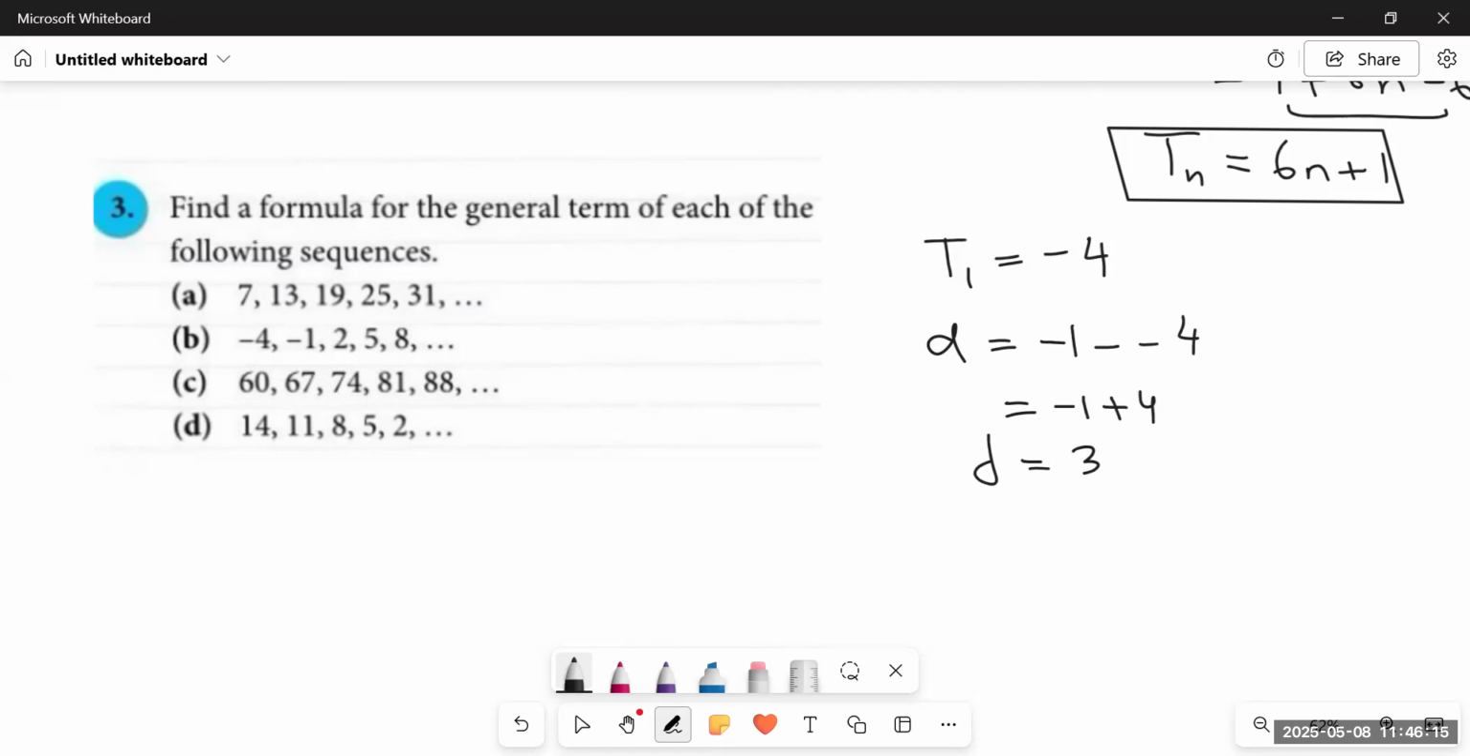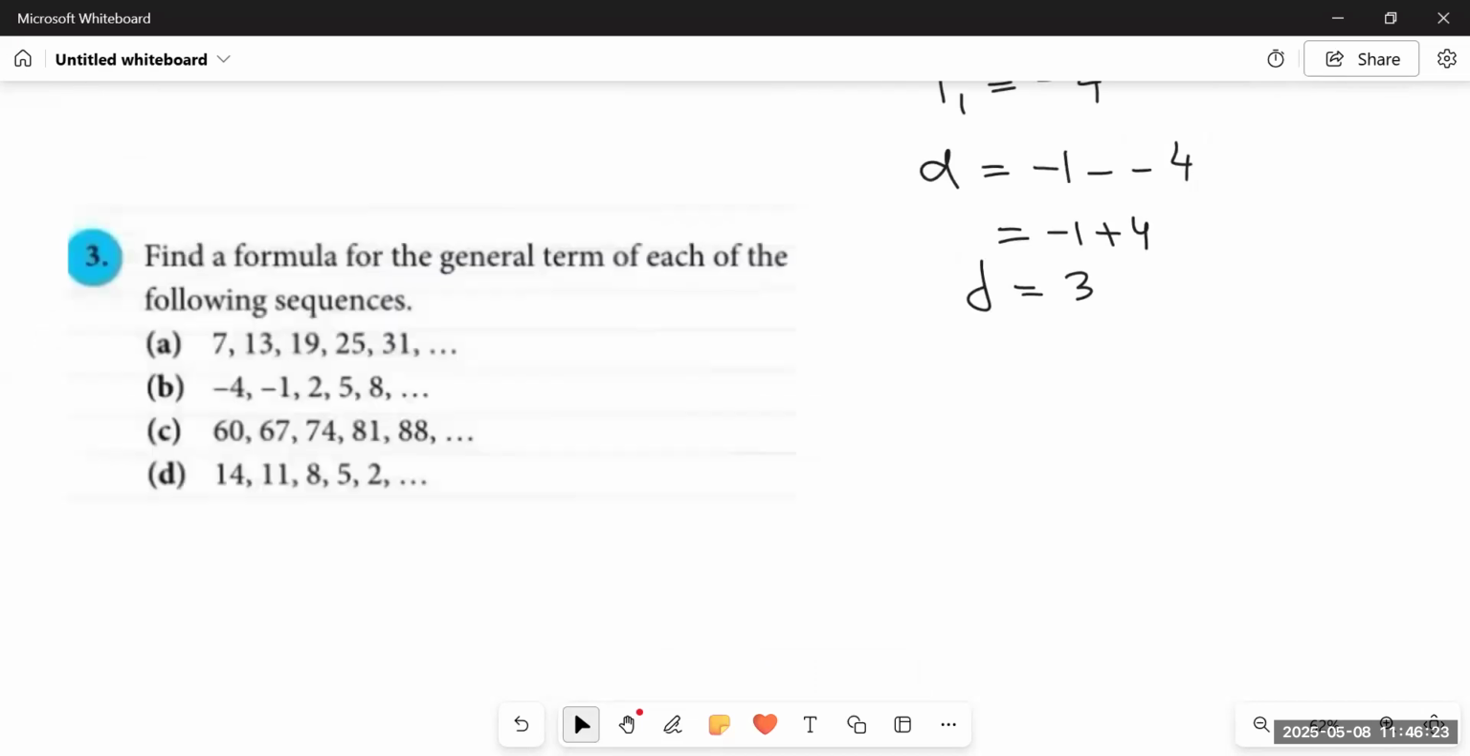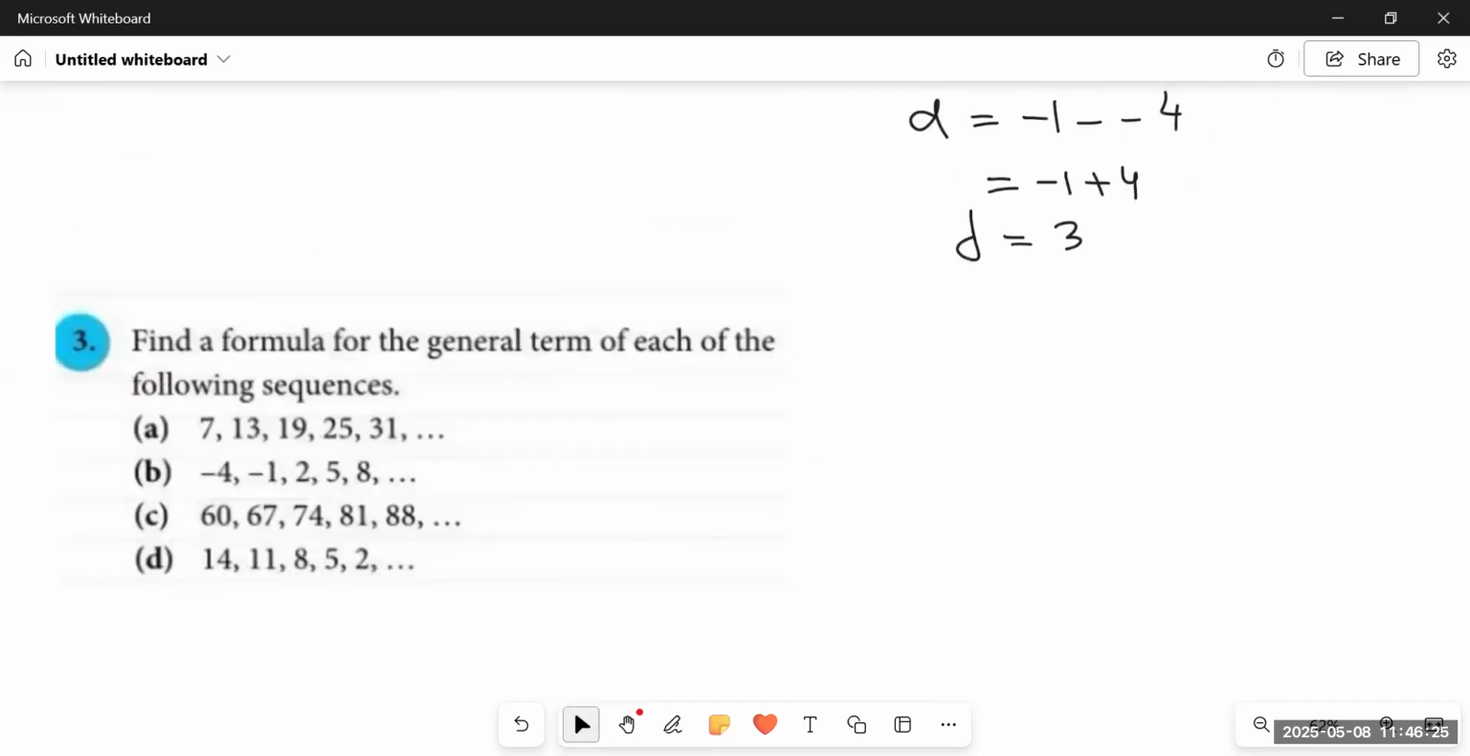Minus 4 plus 3 is minus 1. Minus 1 plus 3 is equal to 2. 2 plus 3 is equal to 5. 5 plus 3 is equal to 8. And now you can see every number coming after minus 1 would be positive in this series, right?